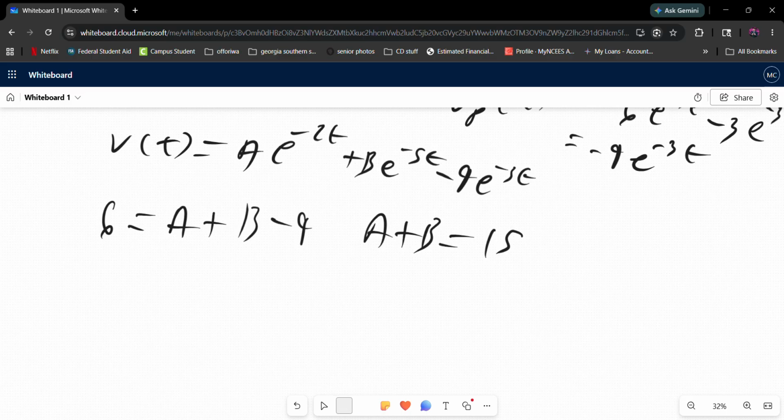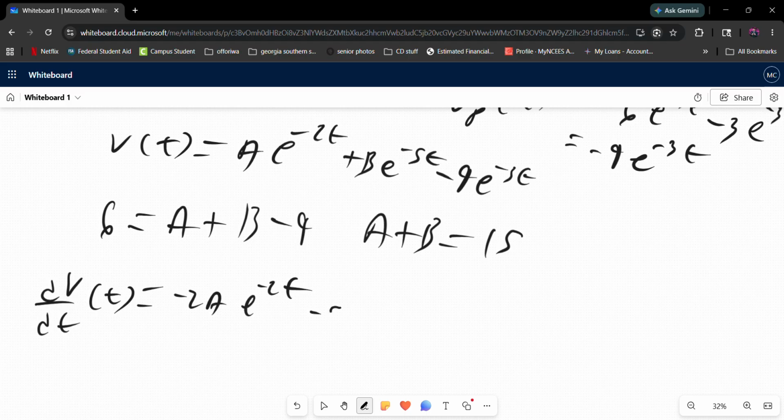And now we take the derivative. So we have dv/dt is going to be negative 2a e to the negative 2t minus 5b e to the negative 5t plus 27 e to the negative 3t. And that was equal to negative 4.